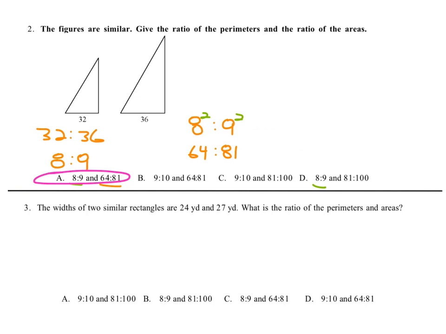So let's do that again. The widths of two similar triangles are 24 yards and 27 yards. What's the ratio of their perimeters and areas? Well, 24 to 27 simplifies by 3 down to 8 to 9. What do you know? Okay, and what's the ratio of their areas? Same thing. You're going to square it.